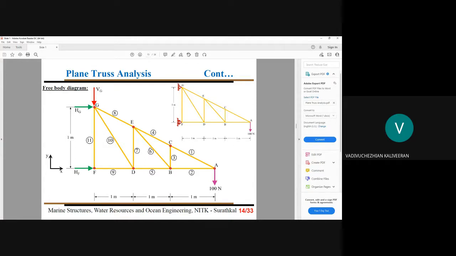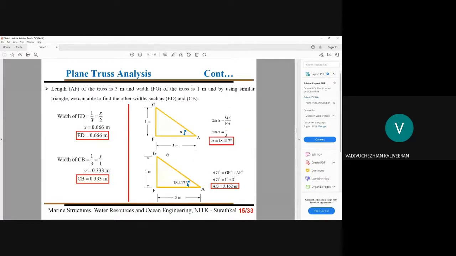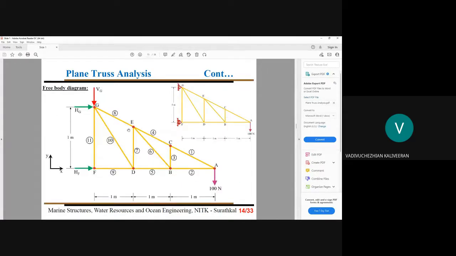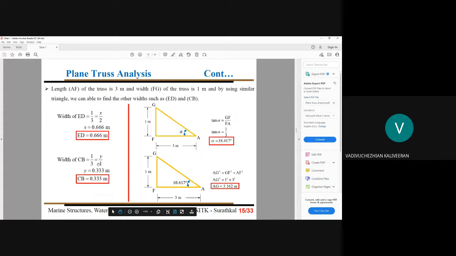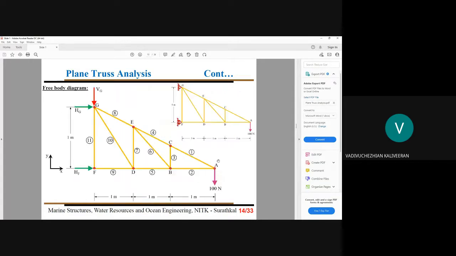When you solve a truss problem in a practical situation, you should always understand your dimensions. In this problem, I want to show something about dimensions and how you are going to handle them, along with where your applied load is active. When you think about the whole truss, the total bottom length is 3 and the vertical length is 1.